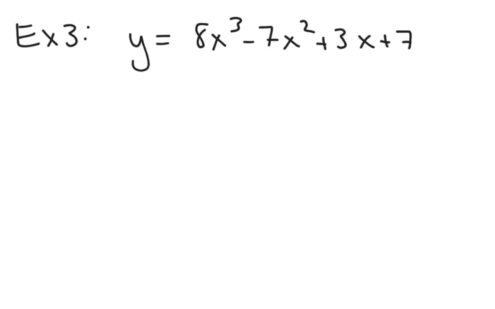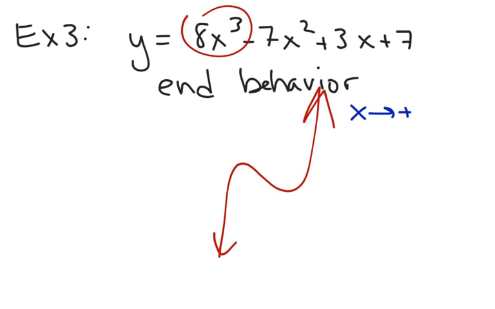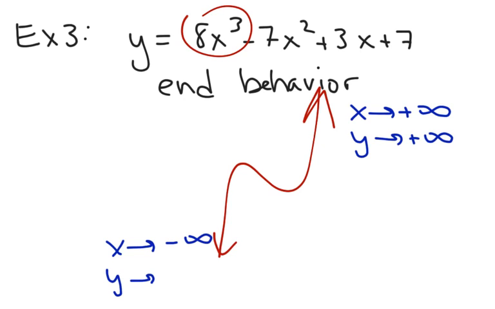I can do this again for this particular polynomial. y is equal to 8x cubed minus 7x squared plus 3x plus 7. I know because it's a cubic function, and because the leading coefficient is positive, that the graph looks like this. And again, you can graph it in your calculator, but you don't need to if you know what the general shape should be, because I know as x gets more and more positive, y gets more and more positive. As x gets more and more negative, y gets more and more negative.